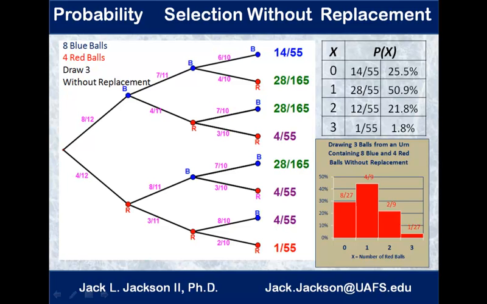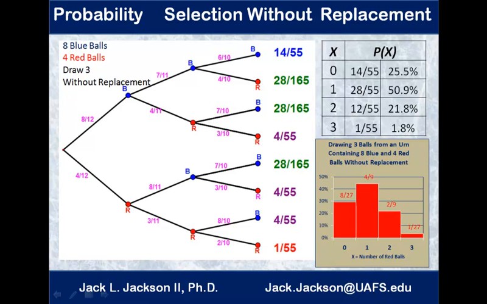2 happens in several places. That's all the purple ones: 2 reds and a blue. Red, blue, red; red, red, blue; and blue, red, red. The 3 purple ones. So that's 3 times 4/55, which is 12/55.